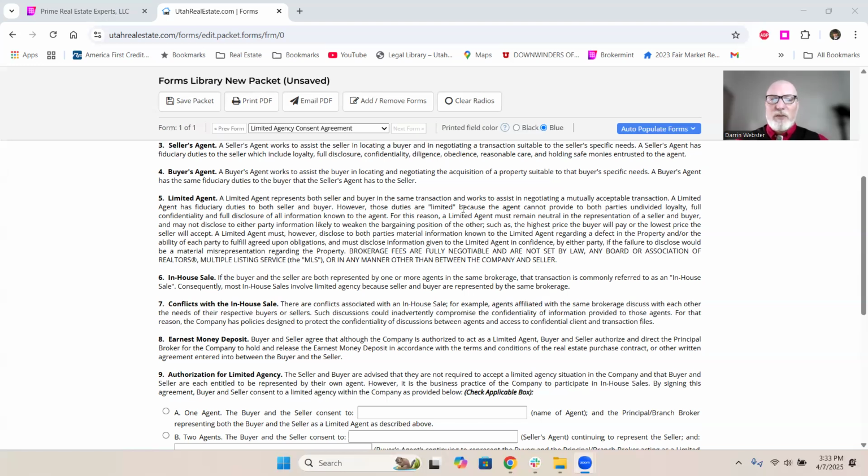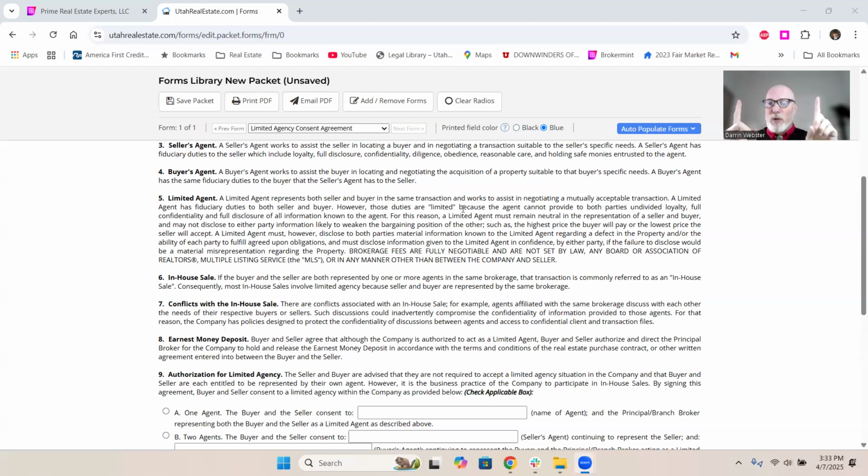Well, this becomes difficult in a limited agency situation, where it's a single agent representing both parties, because they're now privy to all of the information of both parties, including information that could, in fact, weaken one of the two parties' bargaining situation.